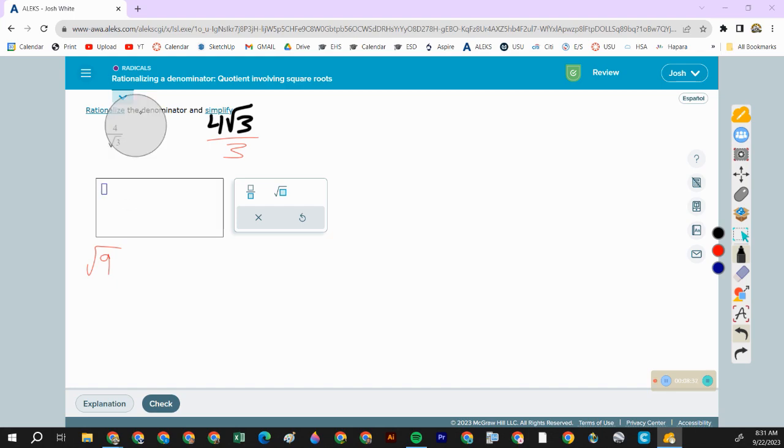Now, this fraction is exactly equal to that fraction. It's the exact same number. The value has not changed. It just looks different. Now, why would you do that? That looks more complicated than the original fraction. Well, one of the reasons is that way everybody gets the same number.